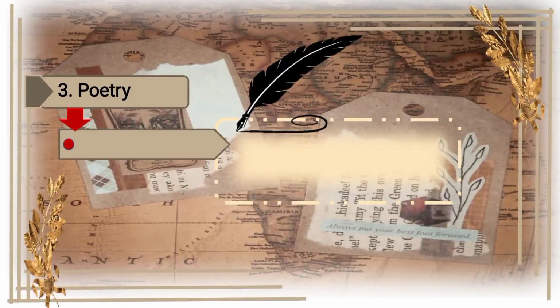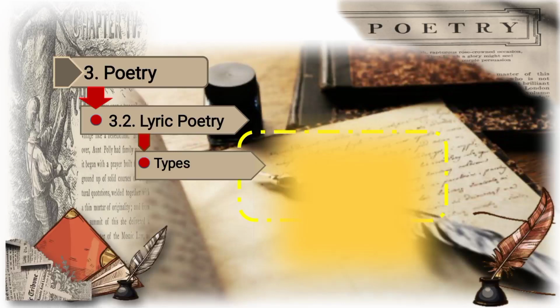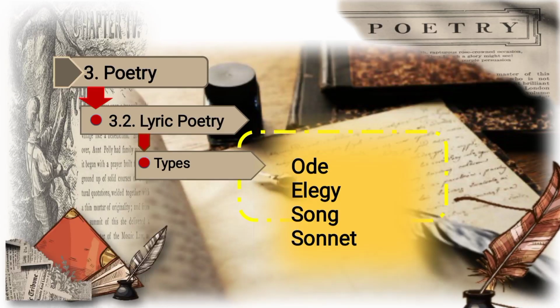And the next type of poetry is the lyric poetry. So it is a verse that expresses intense personal emotion. It expresses the thoughts and feelings of the poet, and it's sometimes contrasted with narrative poetry and verse drama. And we have types of lyric poetry: the ode, elegy, song, and sonnet.